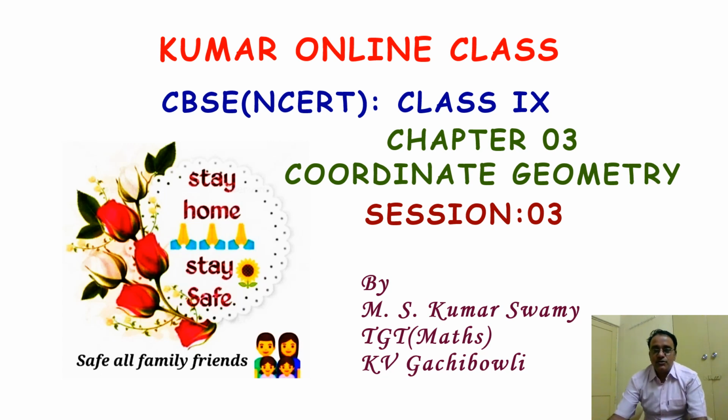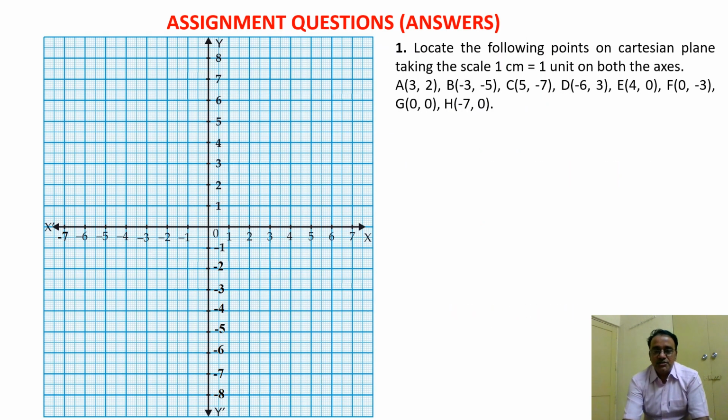Welcome students. Today we are going to start the last session, that is session number 3 of coordinate geometry, chapter number 3 of class 9th mathematics. Now we are going to discuss the assignment questions I gave in the last session, session number 2. So this is the first question. Locate the following points on the Cartesian plane taking the scale 1 centimeter equals 1 unit on both the axes. Okay, so the first point is (3, 2).